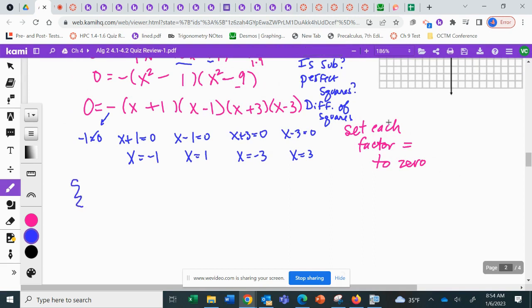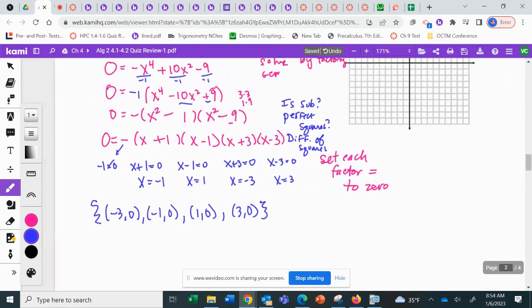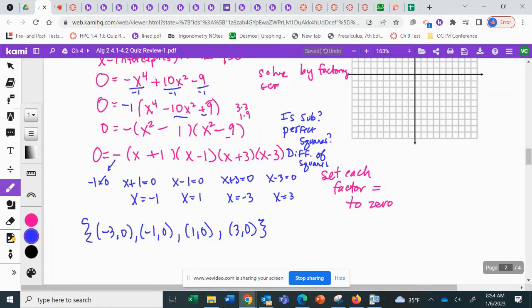So I'm going to write all of my x-intercepts as ordered pairs, and I'm going to put them in order from least to greatest. So I've got -3, 0, -1, 0, 1, 0, 3, 0. Okay, any questions on finding the x-intercepts before we graph it?